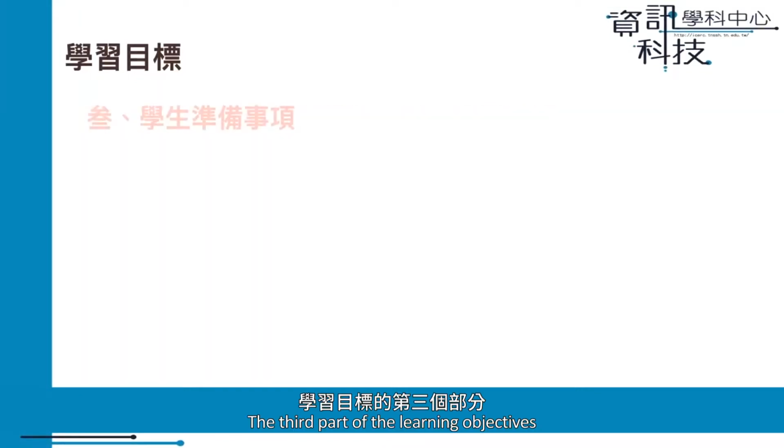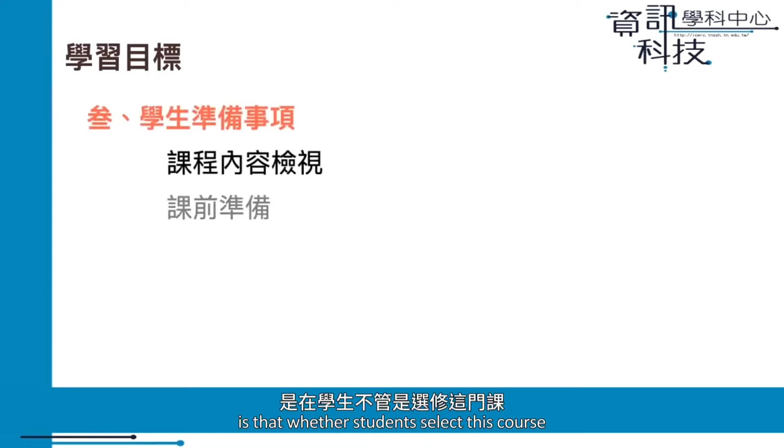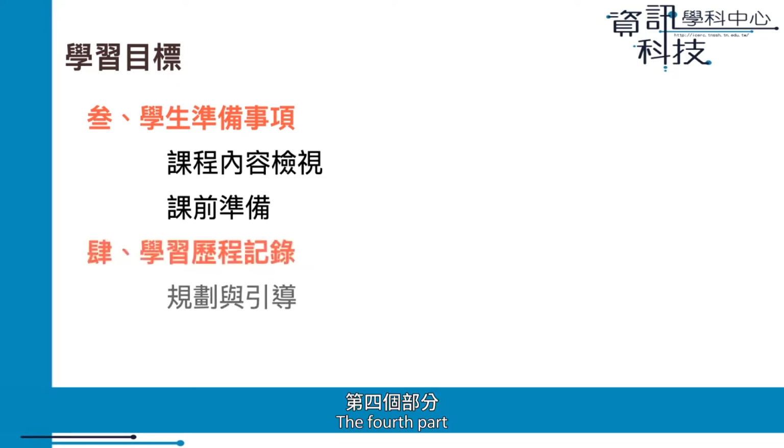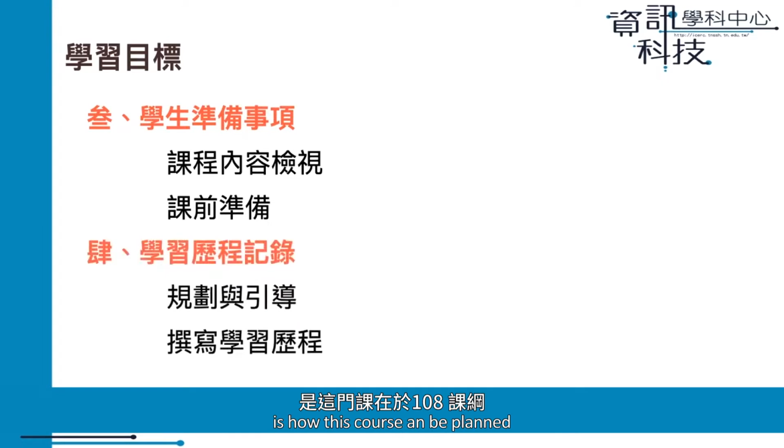The third part of the learning objectives is that whether students select this course or participate in the learning of this course, they should have already done some reviews or conducted some preparations. The fourth part is how this course can be planned in the academic portfolio of the 108 Curriculum Guidelines, or how it can guide the students to write a suitable academic portfolio.